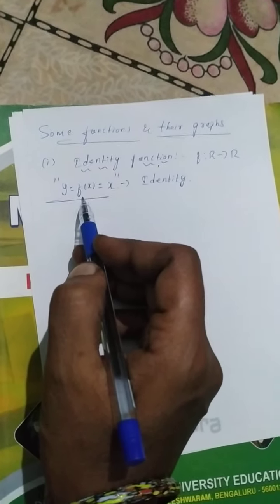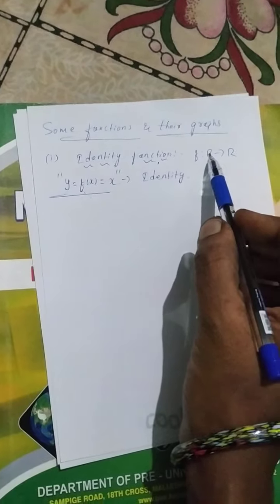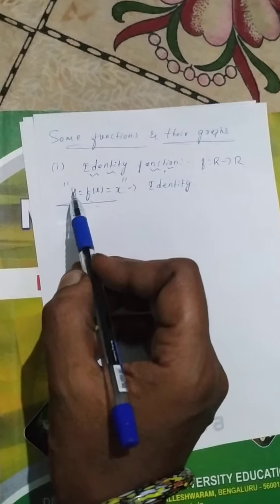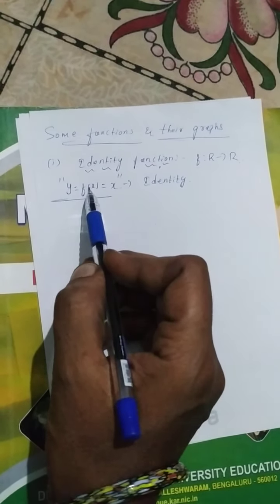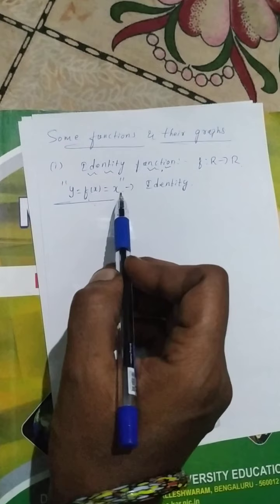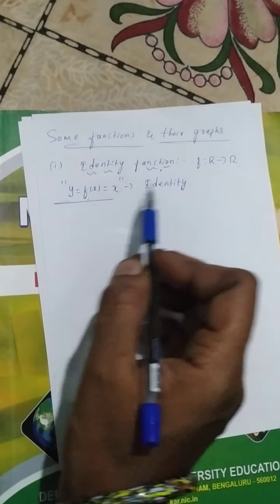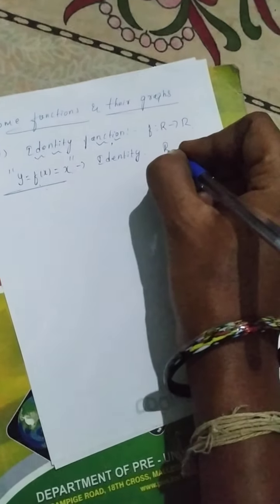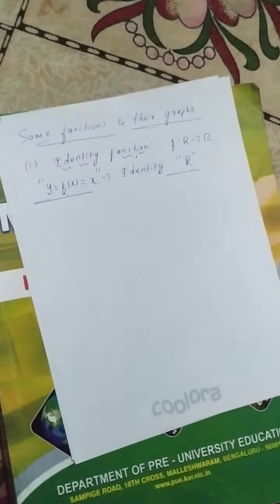I will write the definition: let R be a set of real numbers, then the function f is a mapping from R to R such that y is equal to f of x is equal to x itself. Then for each x in the real numbers, such a function is called the identity function. So your domain and range of f is R itself. So both domain and range is R, and this graph is a straight line passing through the origin.